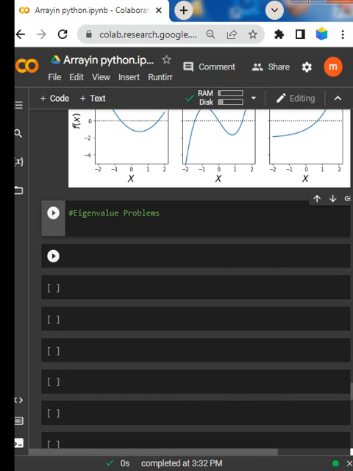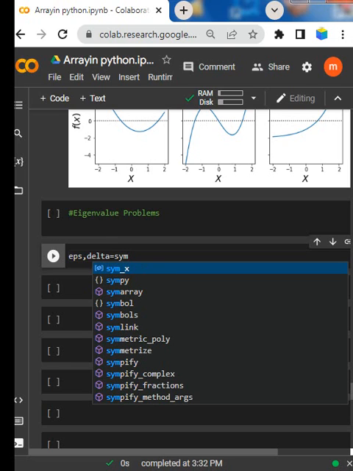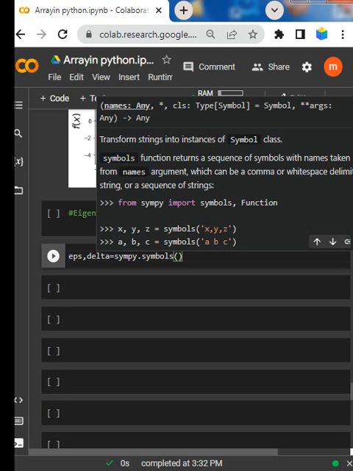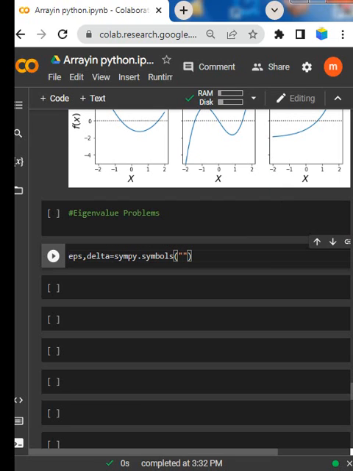I am going to write here eps and delta equal to sympy.symbols, and inside the parentheses write epsilon, delta. Let's see.